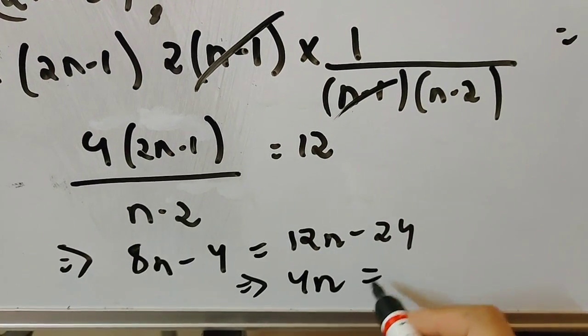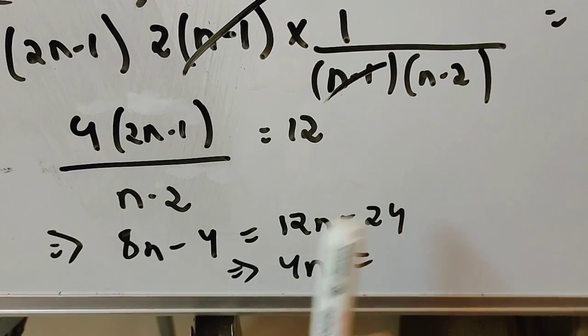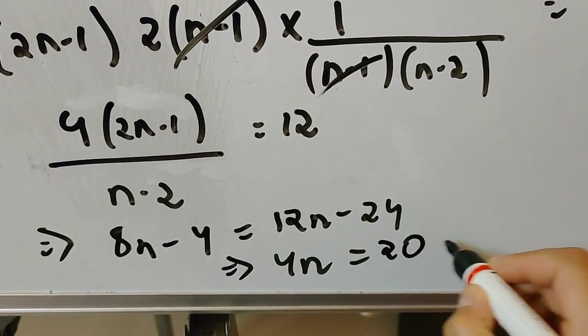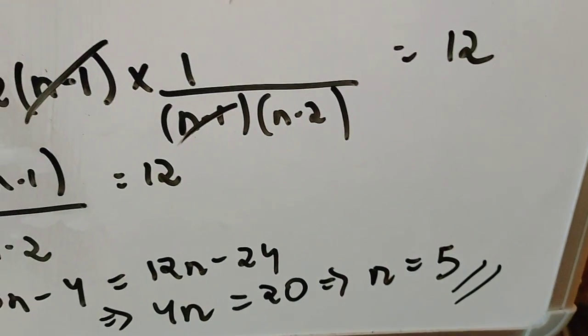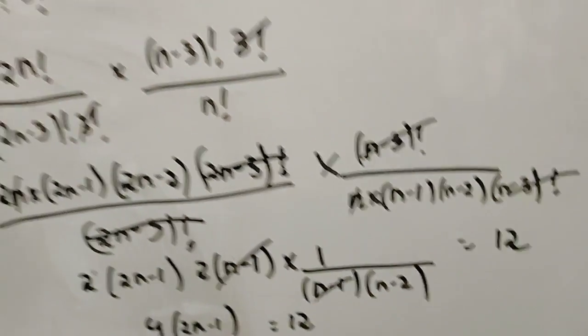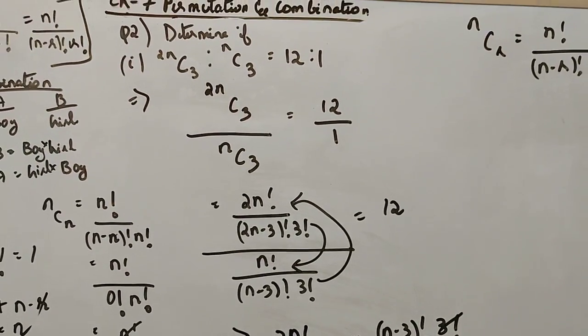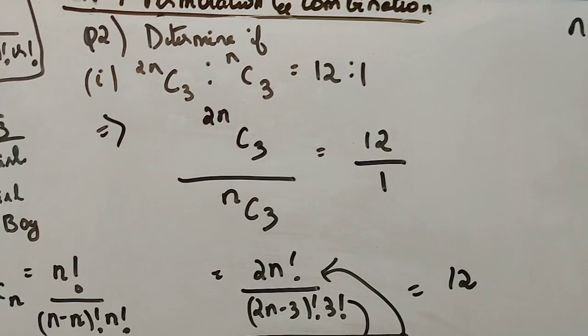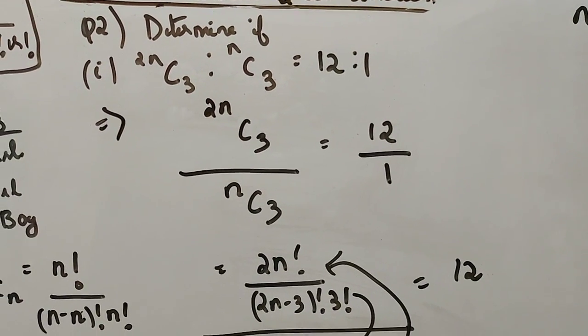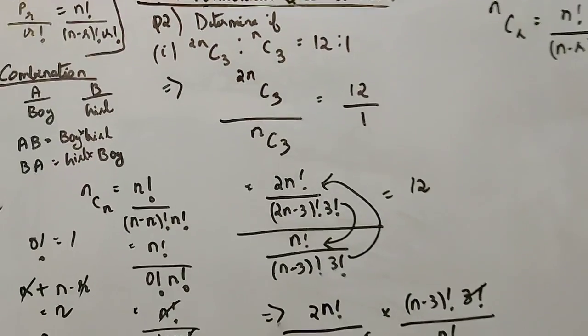4n equal to 24, it will be 20. So finally my n will be equal to 5. Okay. So I hope this is clear to you. We can find the value of n this way. Now similarly, Roman number 2, you will do it by yourself. So I hope till here it's clear to you.